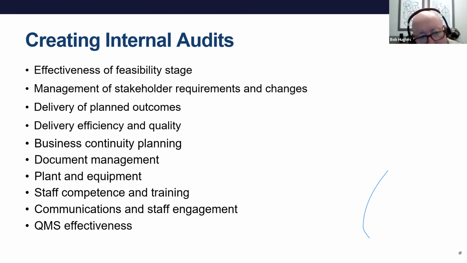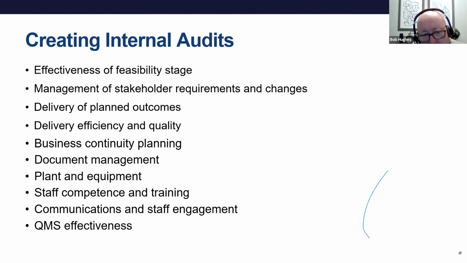Organisations that have asset management and business continuity planning are more likely to be able to deliver excellence. Are we effectively managing our document control, plant and equipment? Is the plant and equipment on site at the right time, at the right place, working effectively?